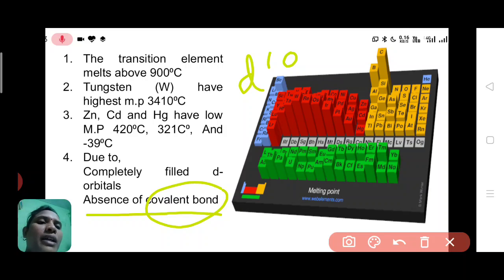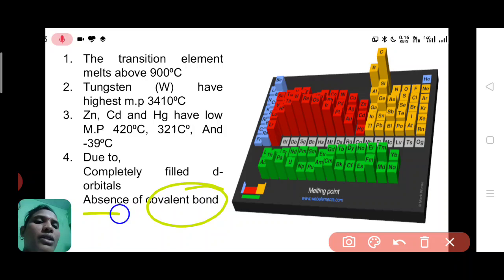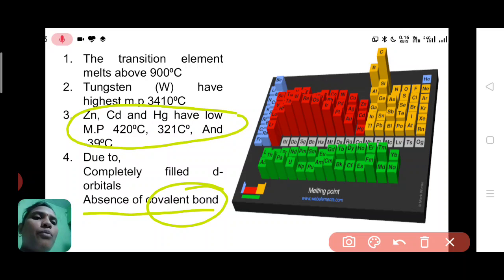So these paired electrons cannot form covalent bonds, and due to the absence of covalent bonds, zinc, cadmium and mercury have low melting points, that is 420 degrees Celsius, 321 degrees Celsius and minus 39 degrees Celsius. So remember this.